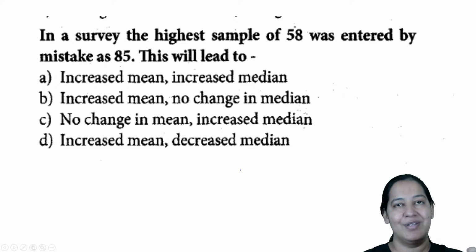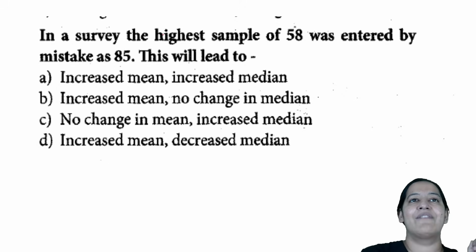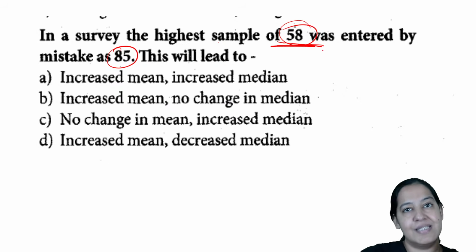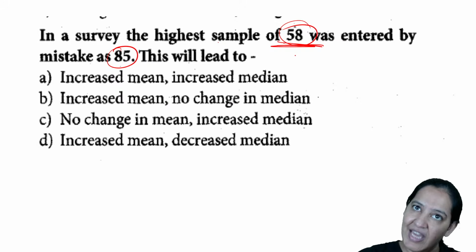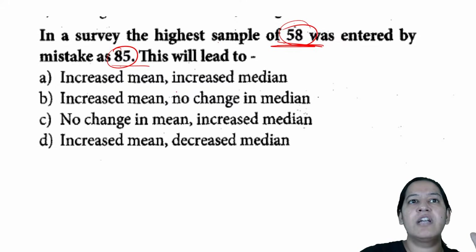So this is the next question in front of you. Again a difficult one. In a survey, the highest sample of 58 was mistaken as 85. 58 था, actual entry was 58, but instead of 58, the typist again made the same mistake and entered it as 85. It usually happens. So what will it lead to?